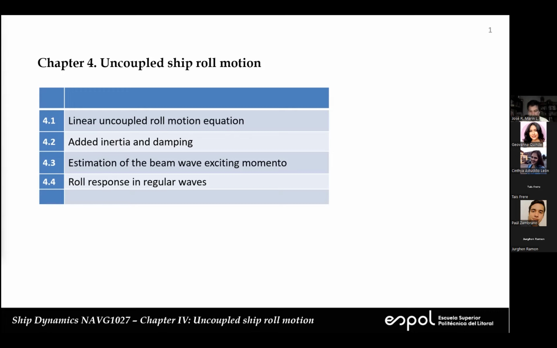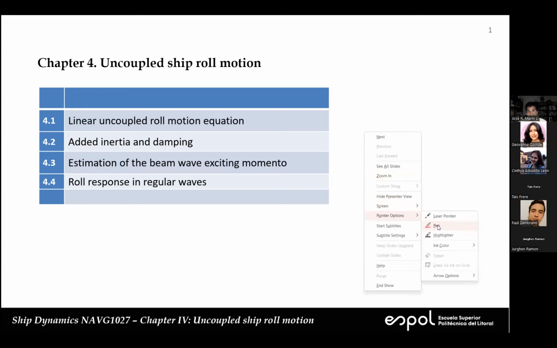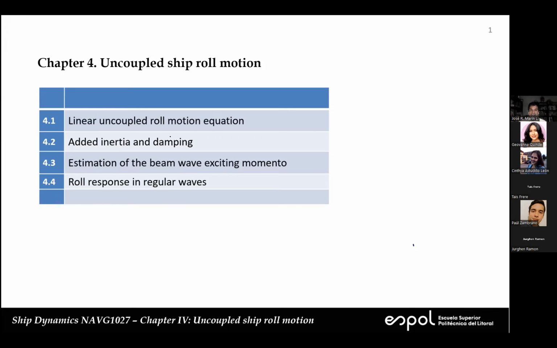So today we're going to deduce the equation of motion. Then we are going to say a couple of words about the added inertia. In this case, the added inertia is very complex, okay? And damping is even more complex. In this case, the damping includes the viscous effects, okay? We're going to do this using a method.